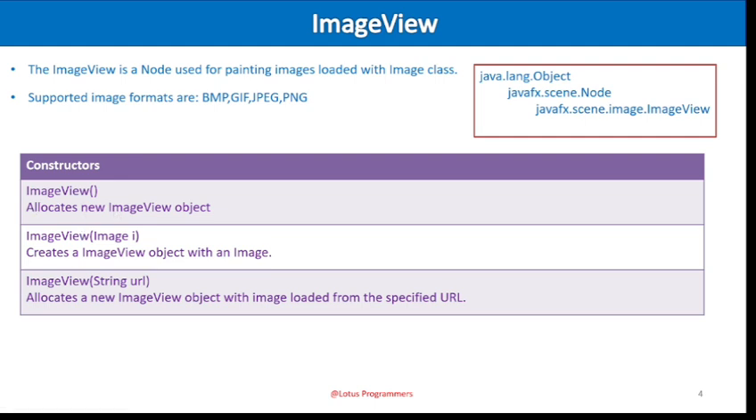and the second constructor is ImageView of Image. By specifying an image object as an argument to the ImageView, an ImageView object is automatically created. Next, ImageView can also directly add the image by specifying the image directly, which is the third constructor.